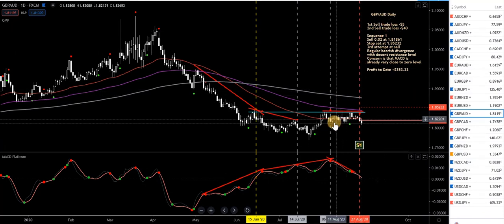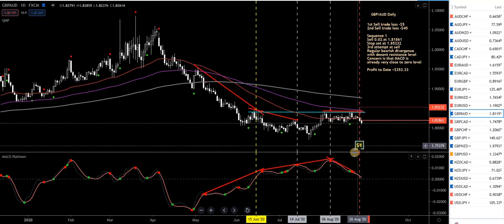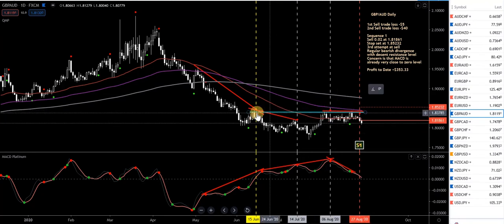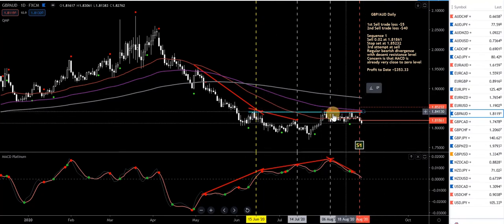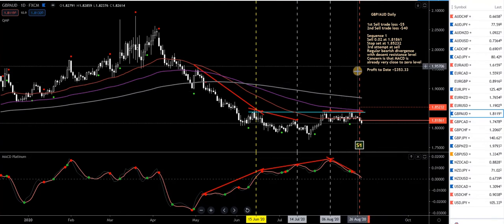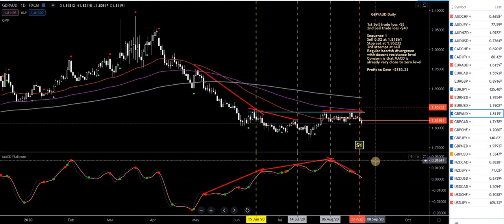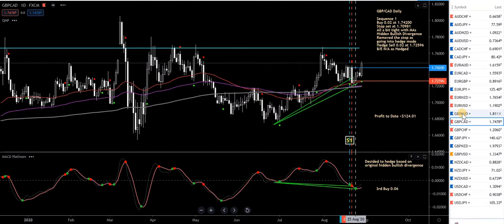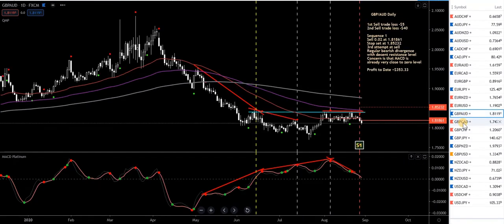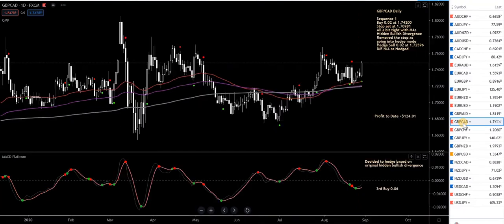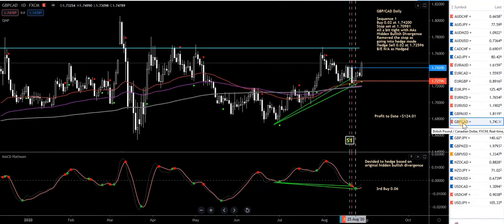Second one lost $40. Now in the third one, nice little double top here, resistance level and divergence. So taking the sell and it's heading down nicely at the moment. Nope, I missed one. Oh no, it's the one I just did. Sorry, losing track myself. Pound CAD.